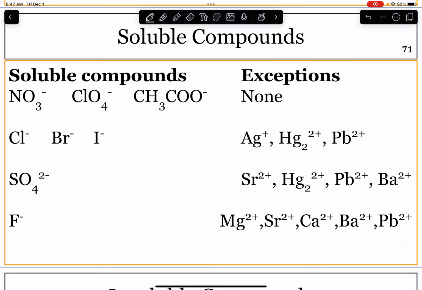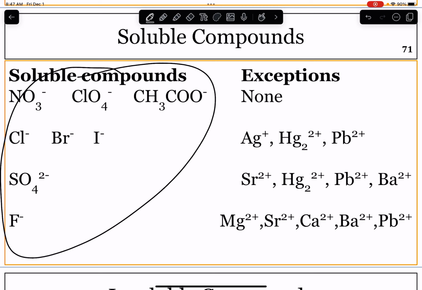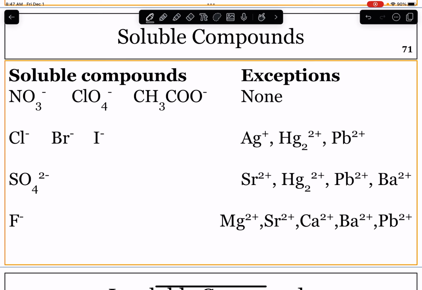So here are the rules. They are listed by anion, by the negative part in the ionic compound. So if the anion is in the soluble compound list, one of these here, then we follow these rules. That means it is generally soluble. If the positive part of the compound is listed in this exception, then that means it's not soluble and it is in fact insoluble.